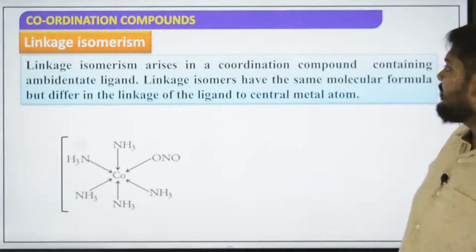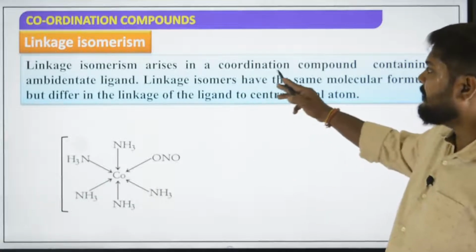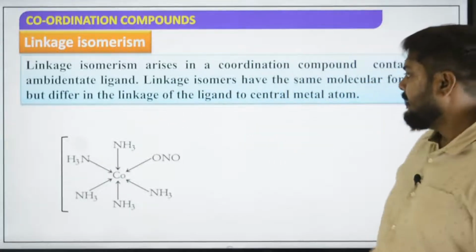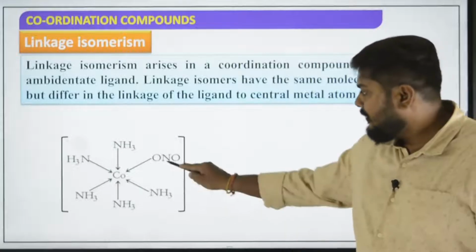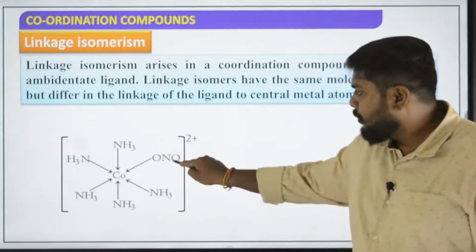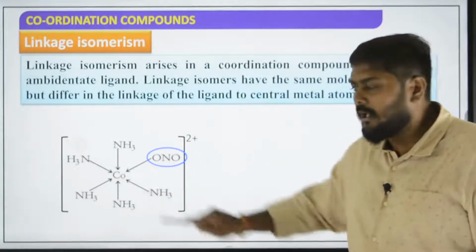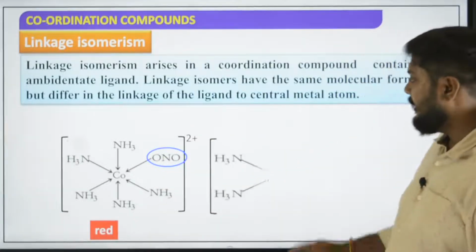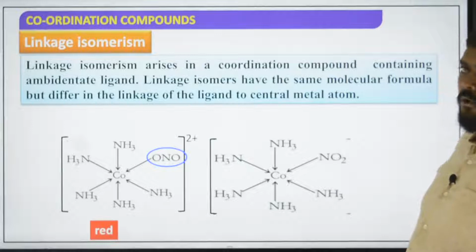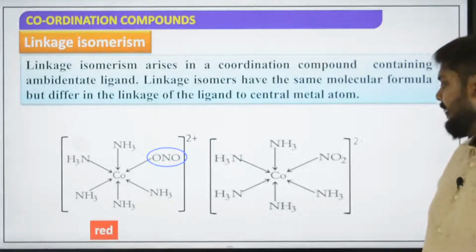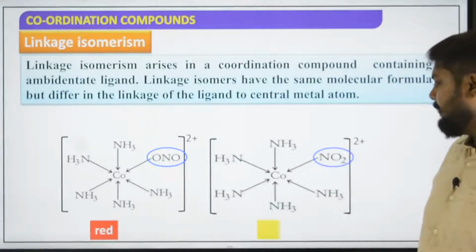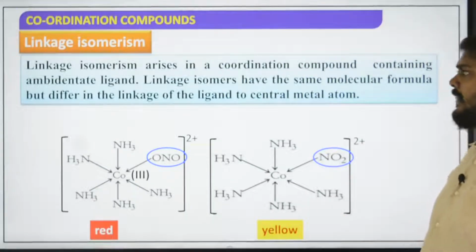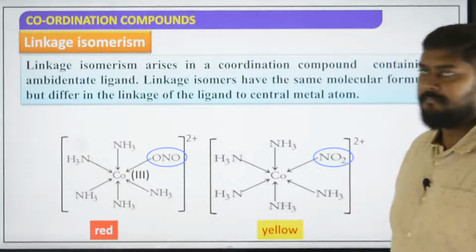See, linkage isomerism is obtained when ambidentate ligands are present, right? In the first complex, see here, in NO2 the oxygen acts as the donor. Okay, so the complex color will be red. If nitrogen is the donor, then the color of the complex will be yellow. The color of the complex will be yellow, right? This is called linkage isomerism, right?